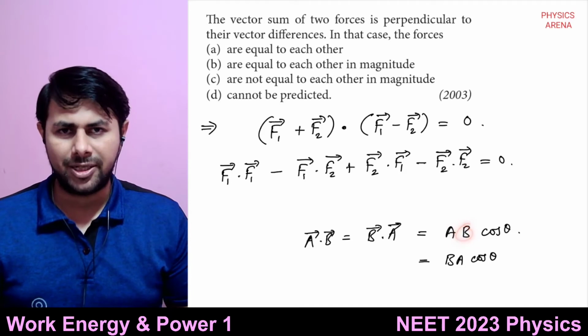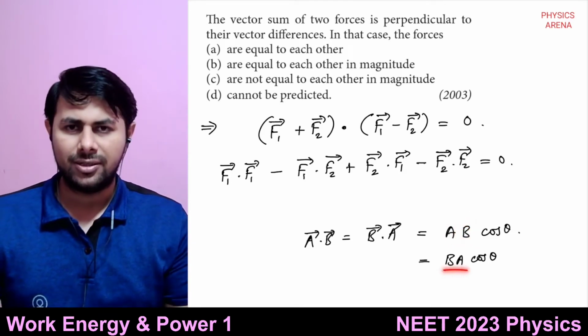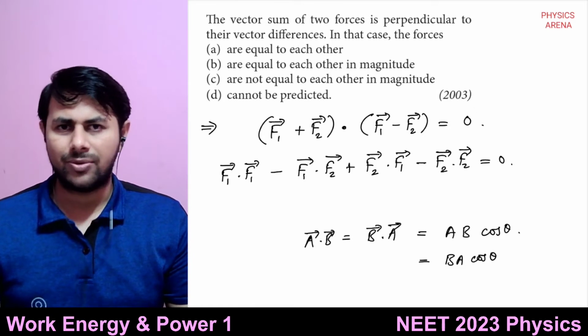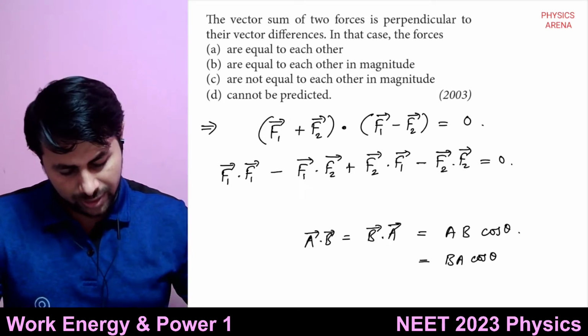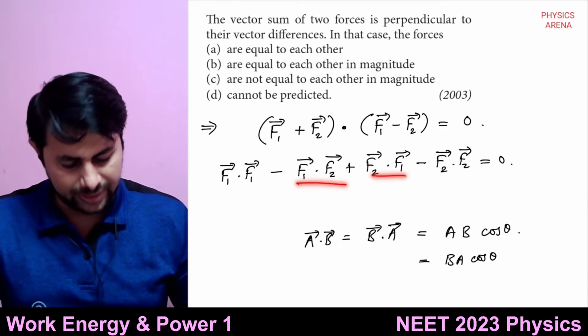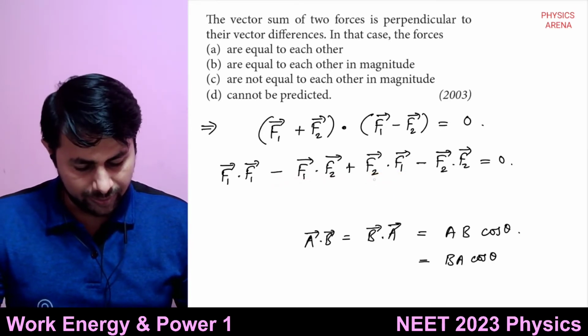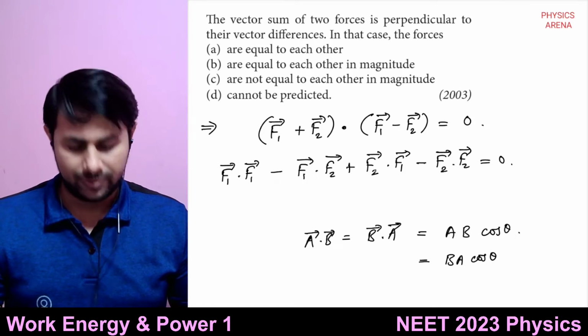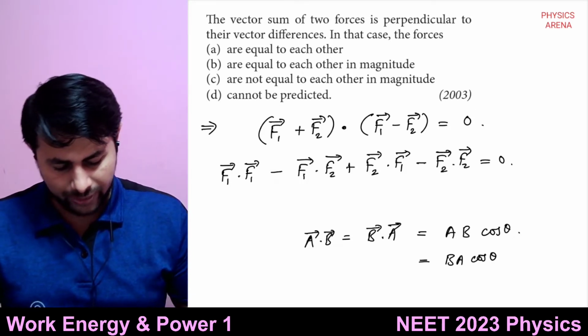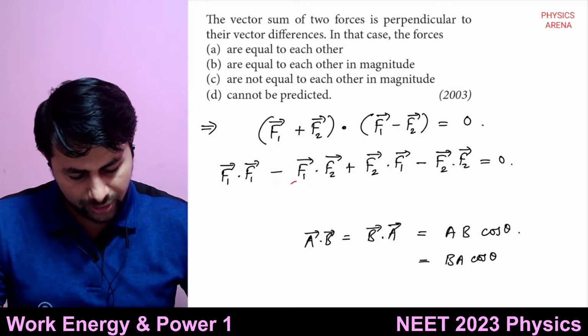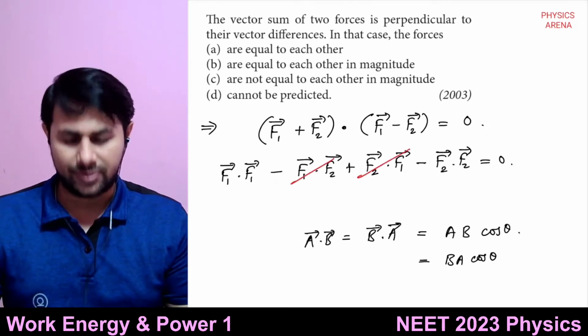So a times b is equal to what? B times a. There is no difference. Okay, so a bar dot b bar is equal to b bar dot a bar, and therefore this thing gets cancelled out. So this is minus of f1 bar dot f2 bar plus f2 bar dot f1 bar. Okay, so f1 bar dot f2 bar is equal to f2 bar dot f1 bar, but here you have a negative sign, so this thing gets cancelled out.